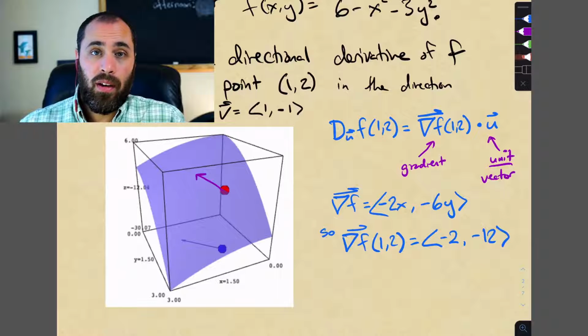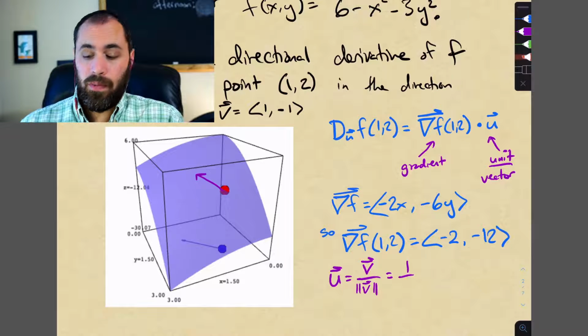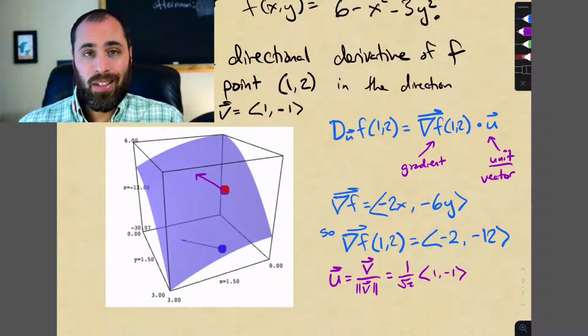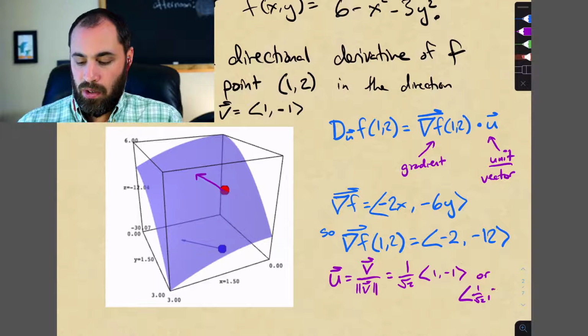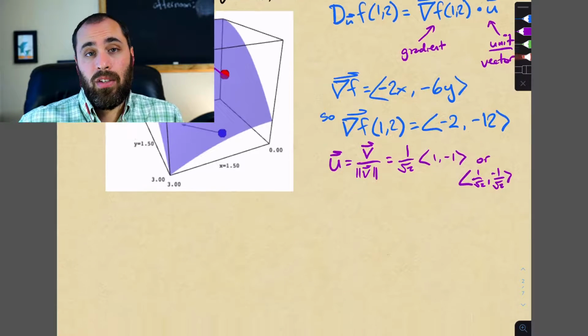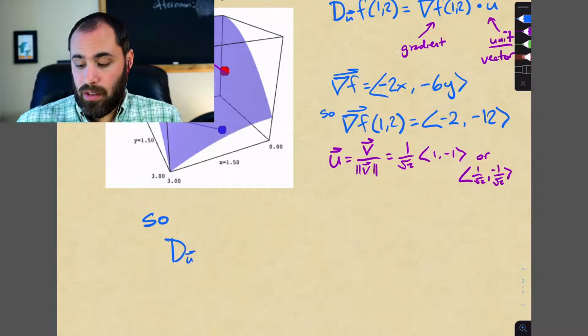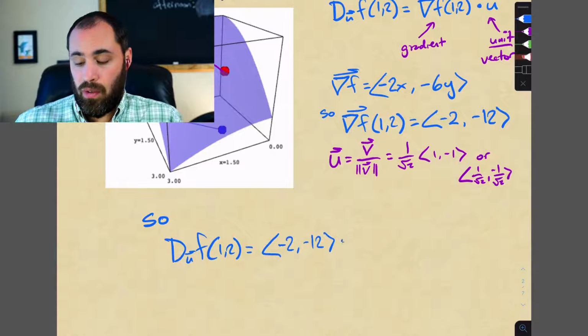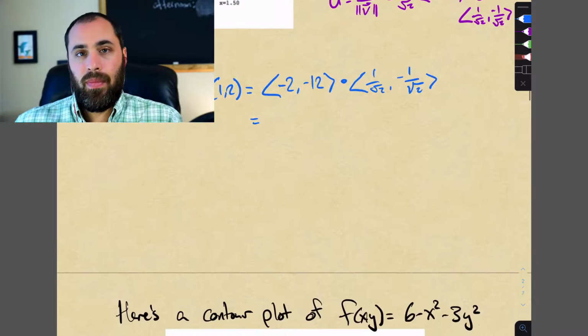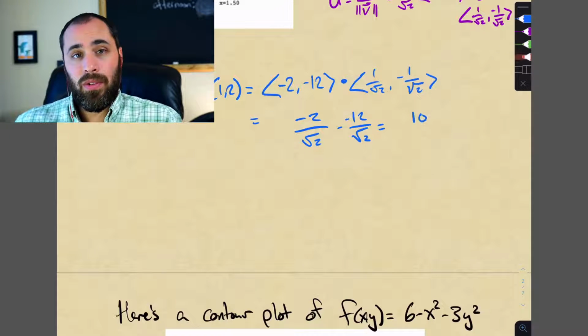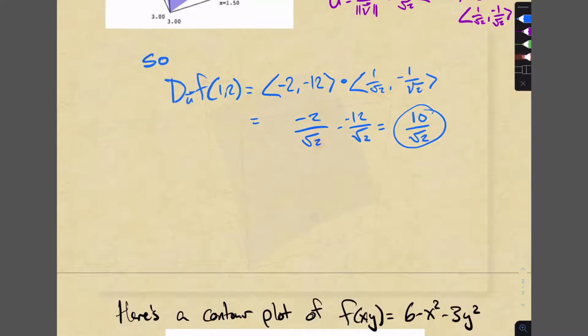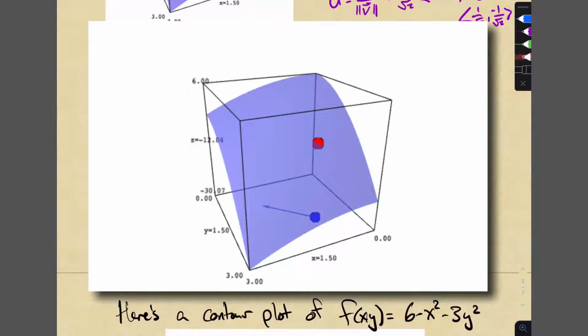Also, for the formula for directional derivative, we need a unit vector. 1, minus 1 is not a unit vector. It's got a length of root 2. So we can scale it. Hopefully, this is second nature for us by now. We'll scale it to get this vector we'll call u. And then to take the directional derivative, we simply dot these two vectors, minus 2, minus 12, dotted with 1 over root 2, minus 1 over root 2. And the answer is 10 over root 2, or about 7. So if we were to walk along this surface in the direction of the vector v, we would experience a rate of change of about 7 units vertically for every unit we walked laterally.